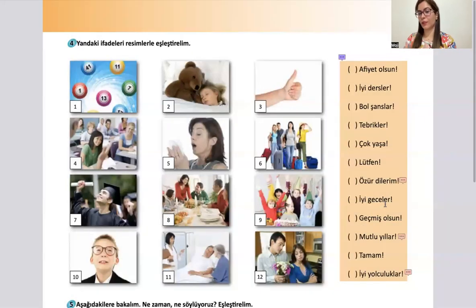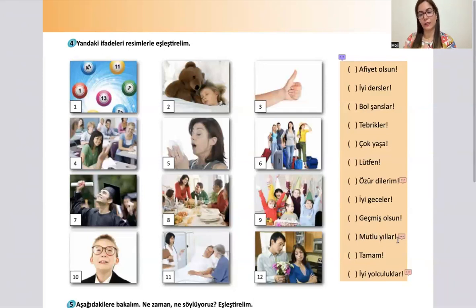İyi geceler, good night. Geçmiş olsun. They use geçmiş olsun, and it means like get better soon. When somebody is in a hospital, you go to visit that person, you say geçmiş olsun. They use this a lot in different contexts with different meanings. But the most common meaning is, as I told you, get better soon. As you can see, it is like number 11, geçmiş olsun, get better soon.